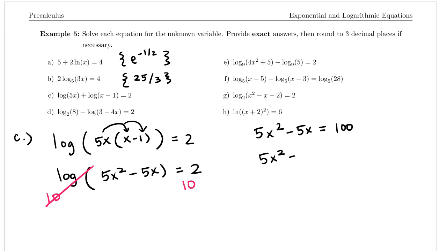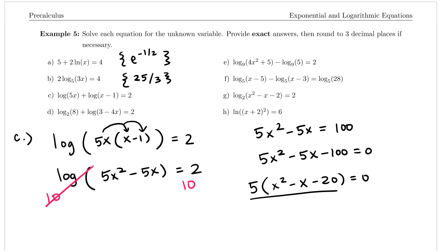Now if I subtract 100 from both sides, this ends up changing into a quadratic equation. We love those. So I'm going to factor out 5. Notice that every term is divisible by 5. So that's going to leave us with x squared minus x minus 20 is equal to 0. I don't need that 5, so I'm going to divide both sides by 5. These will cancel out, and then this becomes 0. 0 divided by 5 is 0. So let's clean this up and see what our new equation is.